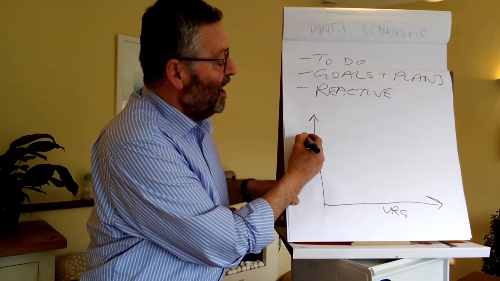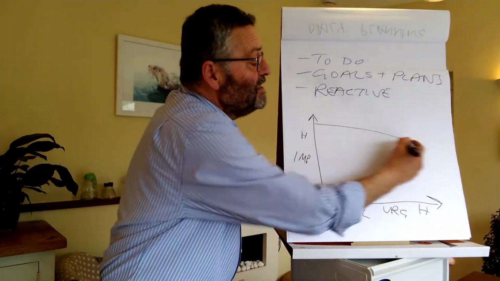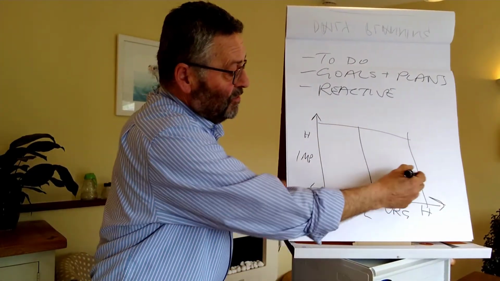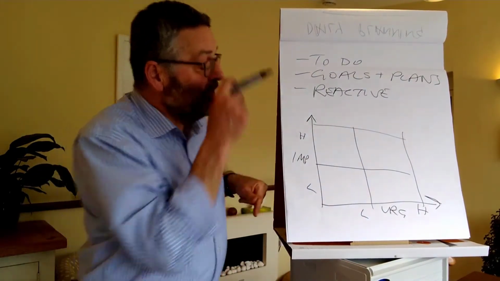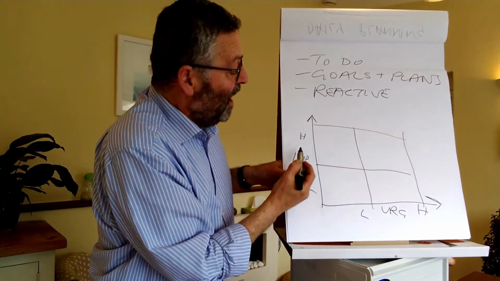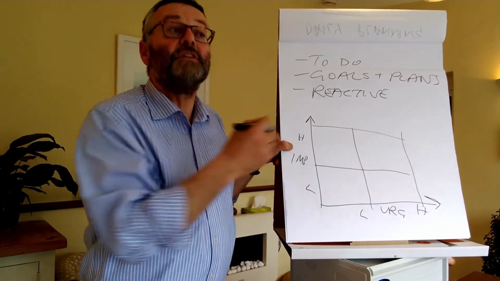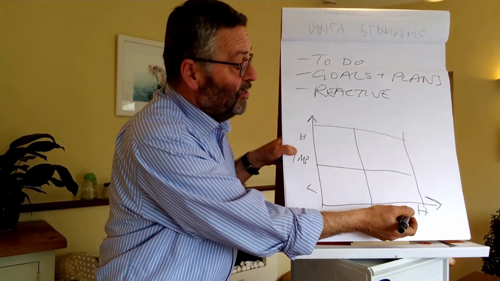And importance is either high or low, and urgency is either high or low. Now, if we turn that into a nice grid, like all consultants and trainers do, we've got 4 segments. In the first segment, this is high on importance. So you need to make sure you know what's important. High on importance and high on urgency.